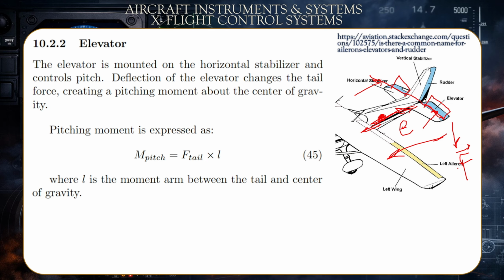Multiplied by F, the force exerted against the tail, this would give you the moment of the pitch, where L is the moment arm between the tail and center of gravity. And by the way, in such a case, it will pitch up. If the elevators are turned in the other direction, the air would push the tail up, so the aircraft itself would pitch downward.